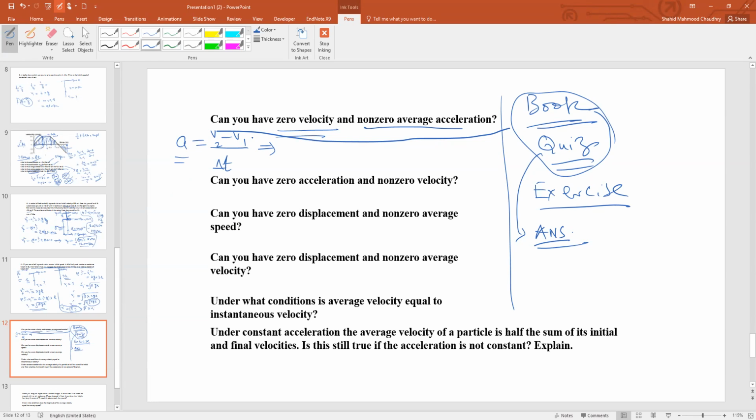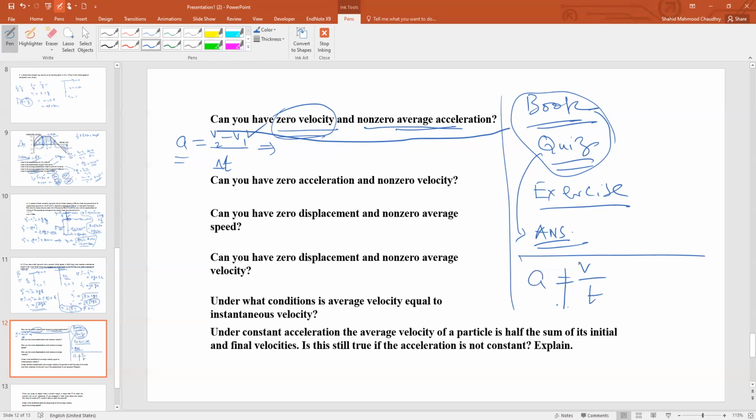Yes, zero velocity exists, but the change in velocity is not zero. He is not saying the change in velocity is zero. He is saying zero velocity. So zero velocity can exist at any point, and non-zero acceleration exists. Understand this one, because you must understand that acceleration is not velocity over time.